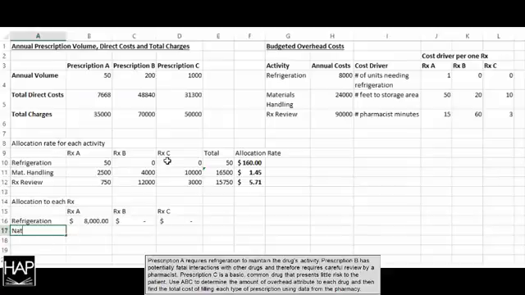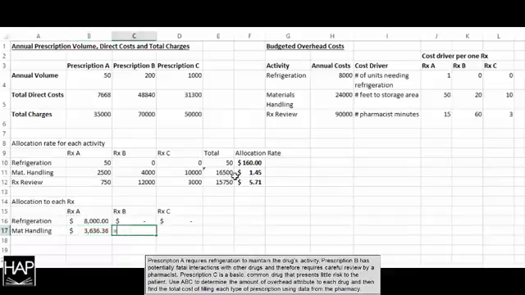If I do materials handling, this is based on the number of feet that the prescription needs to be brought to the storage area. So I'm going to take the allocation rate and multiply it by the number of feet that it needs to travel for each prescription. So for prescription A, it travels 2,500 feet over the course of the year. So $3,636.36 will be attributed to prescription A's material handling costs.